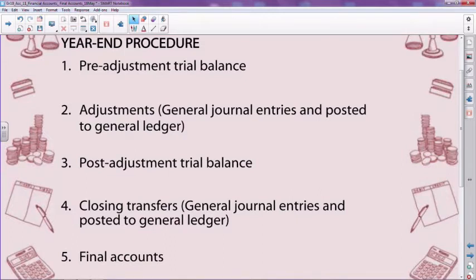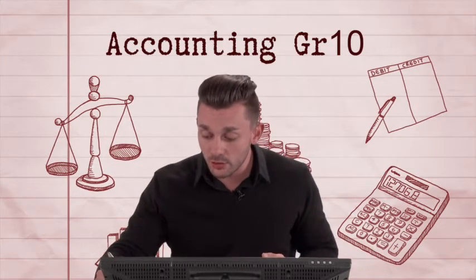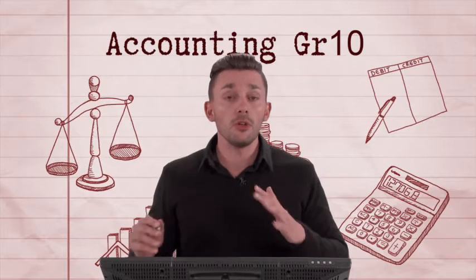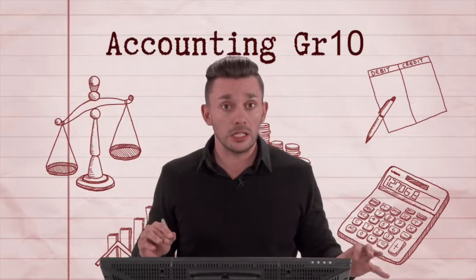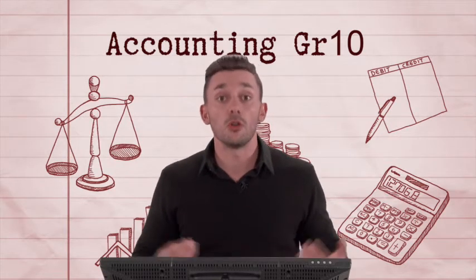The next step is you need to do closing transfers. What are these closing transfers? Hope you can remember them. All these nominal accounts need to close off to certain final accounts, and these final accounts are called the trading account and then the profit and loss account. Hopefully you remember what to group in the trading account and what to group in the profit and loss account. Very important. If you don't do it correctly, you won't get the marks.